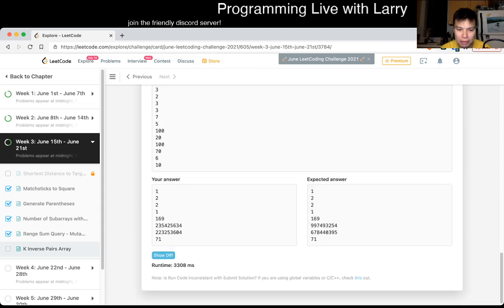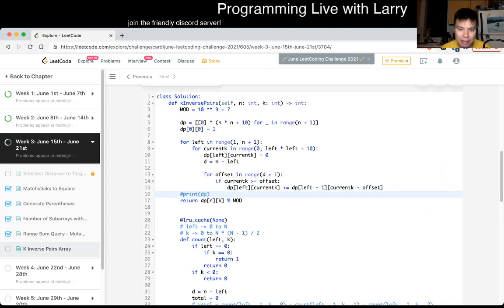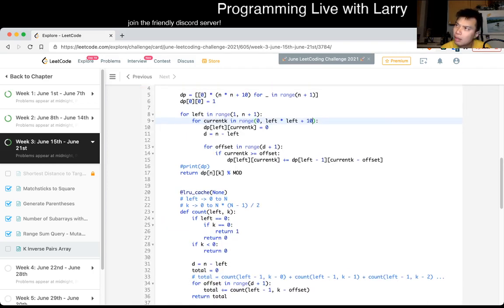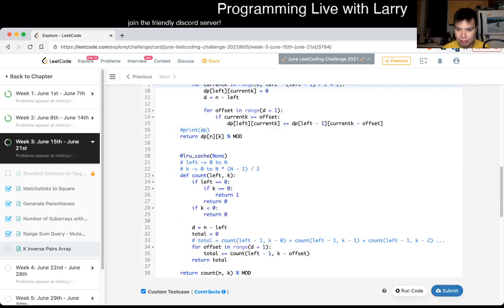So maybe there's some weird things with the mod, or maybe this formula is just wrong and it doesn't extend past 10. Why? Why is that? 3 goes to... so this should be... I thought that this would strictly be whatever, right? Why is that wrong? Very weird.